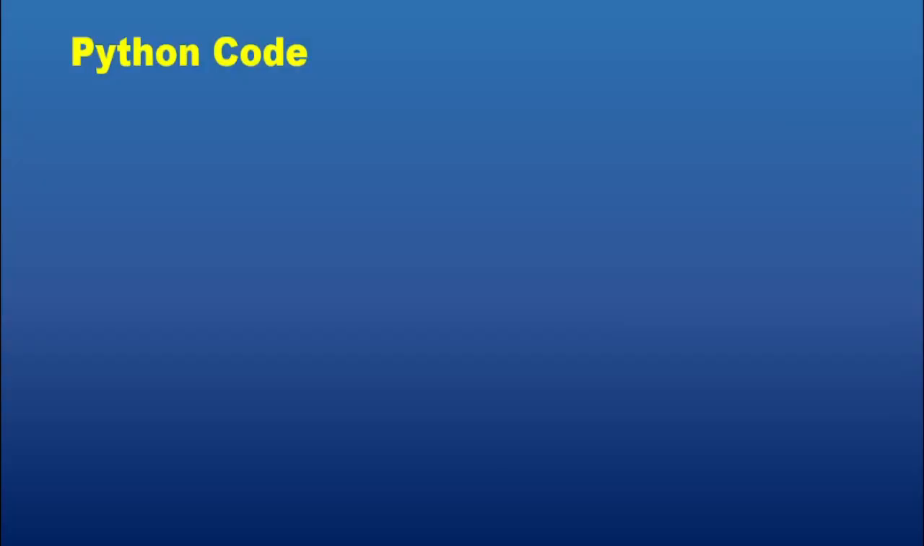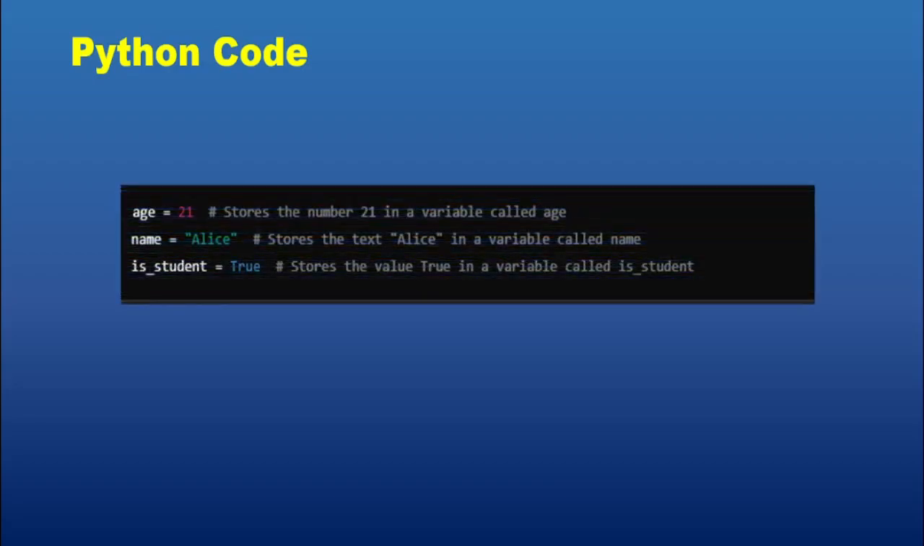Now some Python basics for AI. Now that Python is set up, let's cover some basic concepts you'll need to know before diving into AI. Variables and data types. In Python, a variable is like a box where you can store data. For example, age equals 21 stores the number 21 in a variable called age. Name equals Alice stores the text Alice in a variable called name. Is_student equals true stores the value true in a variable called is_student. Python is a dynamically typed language, which means you don't need to specify the data type, like integer, string, or boolean, when creating a variable. Python figures it out for you.